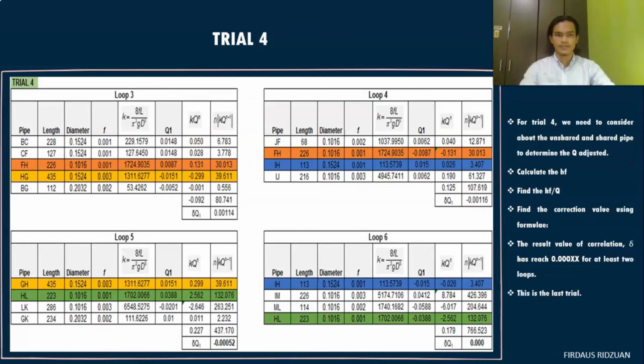For trial 4, we also need to consider the unshared and shared parts to determine the Q adjusted. Same steps as trial 3: calculate the HF, find the HF over Q, and then find the correlation value using the formula given. For trial 4, the correlation value has reached 0.000 for at least two loops, which are loop 5 and loop 6. So this is the last trial.